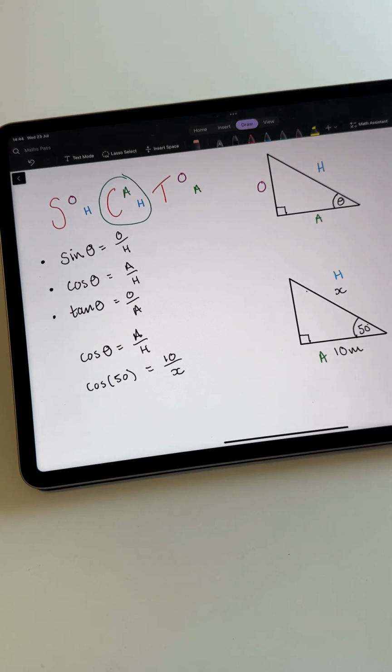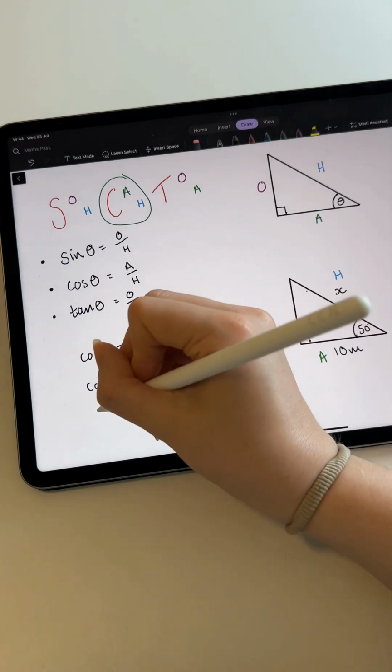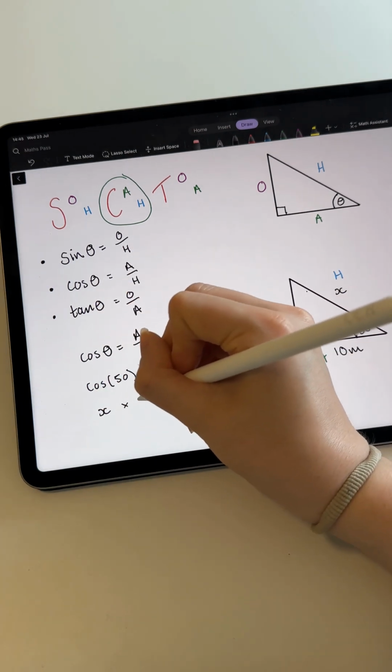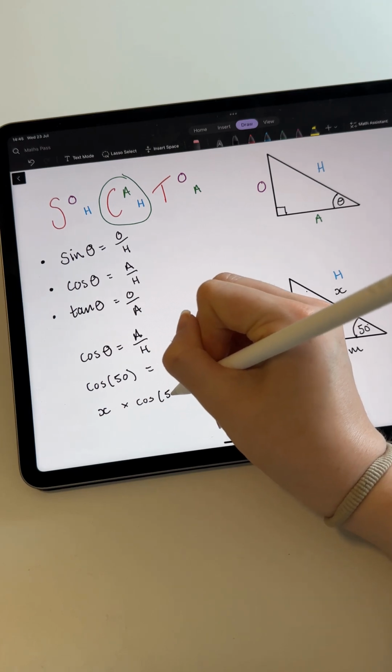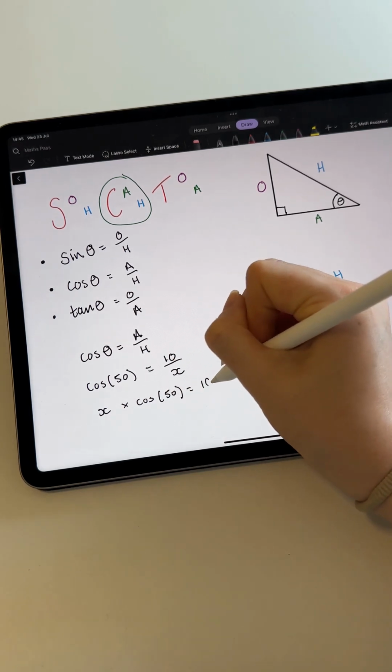Our next step is that we want to get x on its own. Currently, we've got 10 divided by x on the right-hand side, and so to undo a division by x, we're going to have to multiply both sides by x, and we bring it up to the other side. So we've got x times cos of 50, and that is equal to 10.